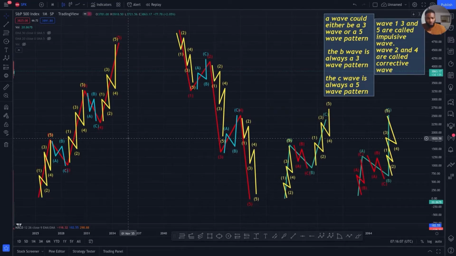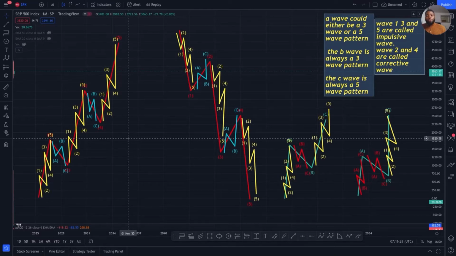Thirdly, the impulsive waves, which move in the direction of the trend, are wave 1, wave 3, and wave 5. And the corrective waves are wave 2 and 4. Wave 3 is usually the biggest wave, and it can never be the smallest wave.